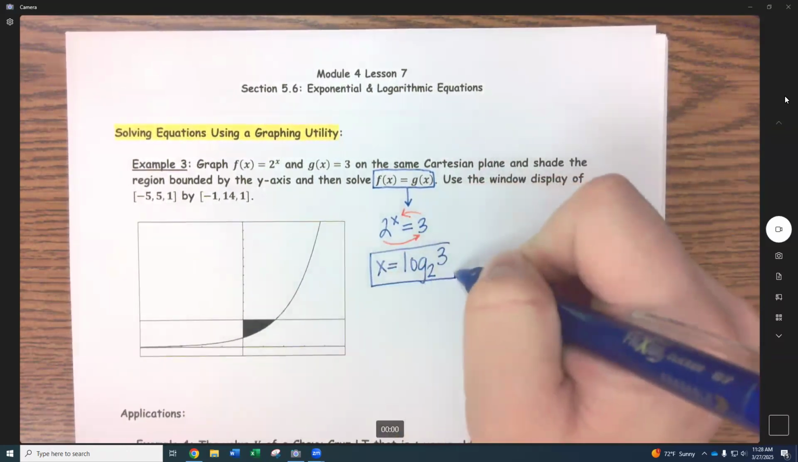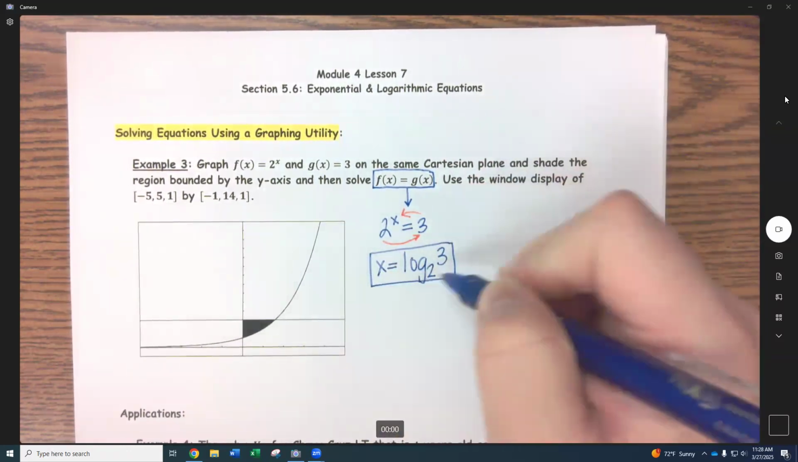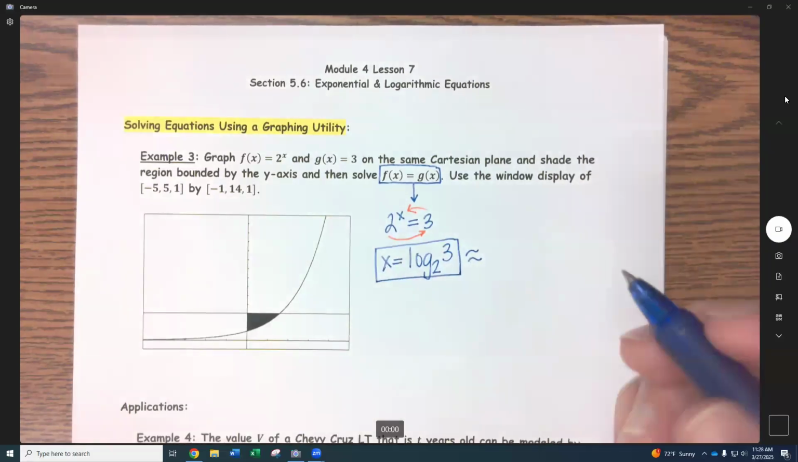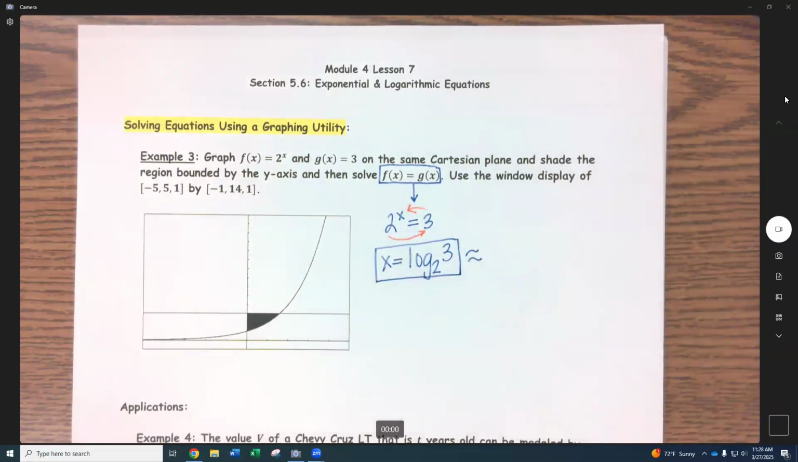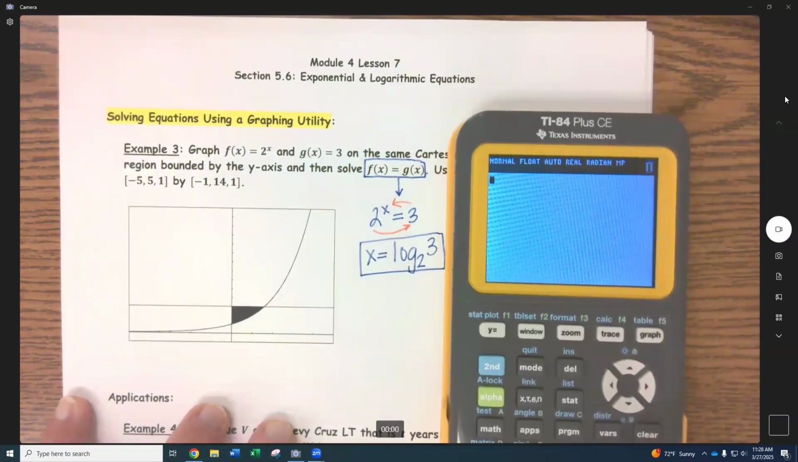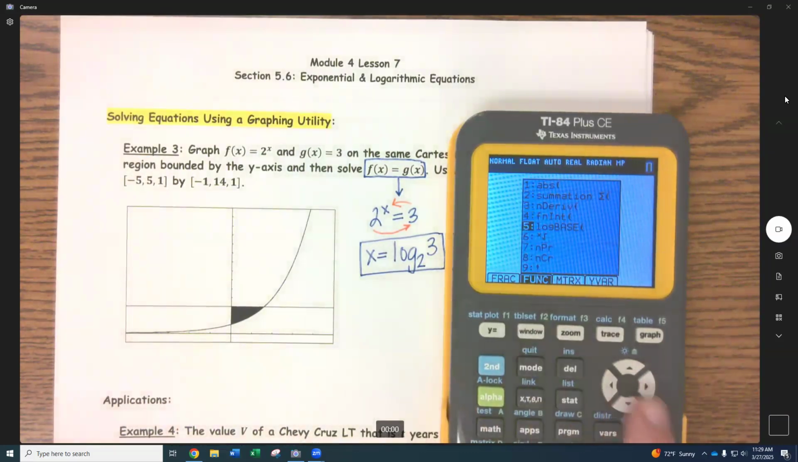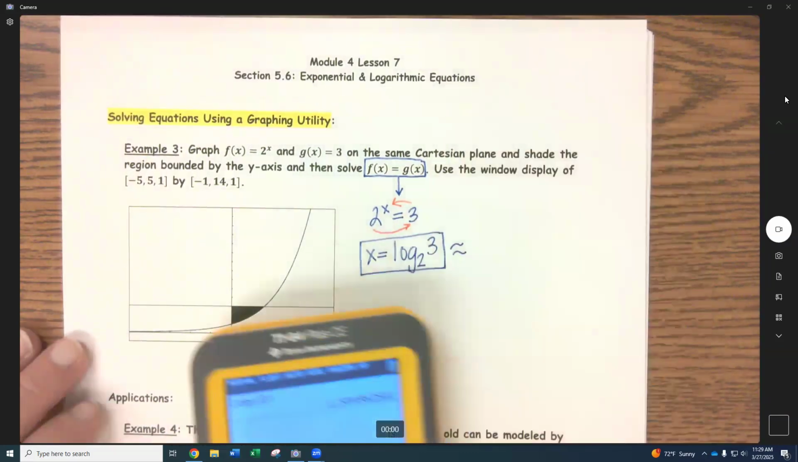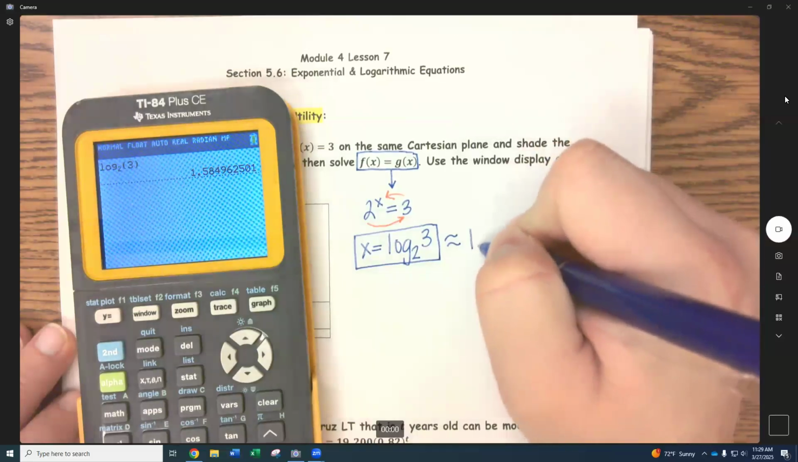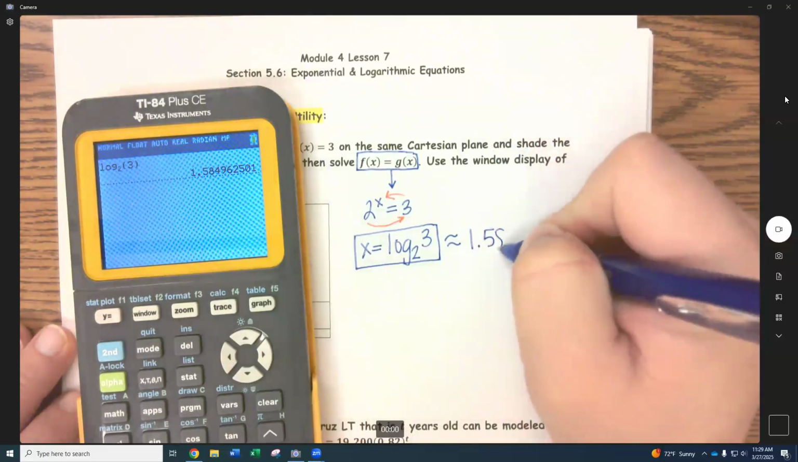So this is my answer. Now, if I put that into my calculator, I'll show you how to do it in both of these calculators. If you have the 84, you can just hit alpha window and go down to number 5, log base. So we have log base 2 of 3. So if I round this, this is roughly 1.585.